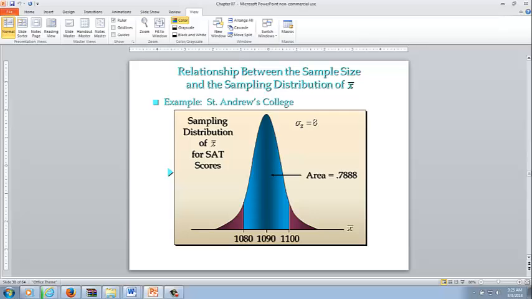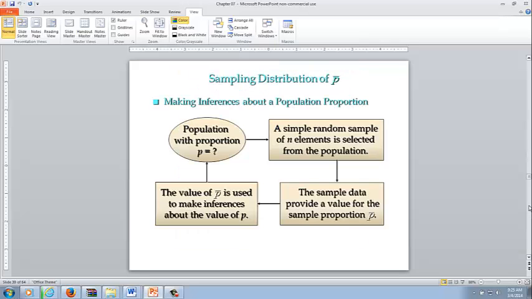Let's now move to the sample proportion, P bar. The logic is similar. We're trying to figure out what is the population proportion P. To answer the problem, we draw a random sample of small n elements. We measure the sample proportion P bar, and we then use P bar to make inferences about P.